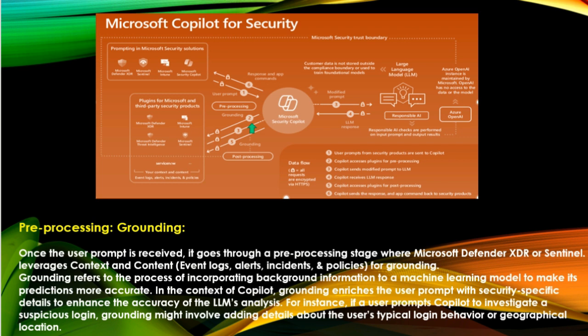In the context of Copilot, grounding enriches the user prompt with security-specific details to enhance the accuracy of the LLM's analysis. For instance, if a user prompts Copilot to investigate a suspicious login, grounding might involve adding details about the user's typical login behavior or geographical location.